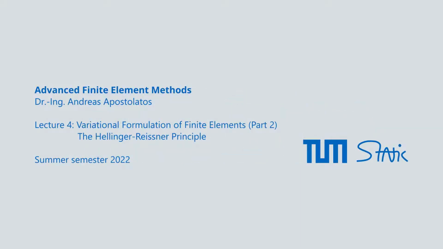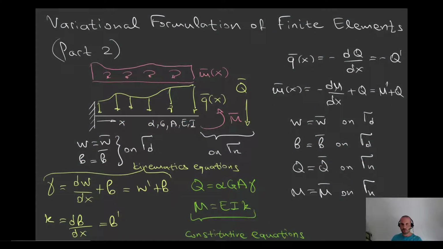Hello, and welcome to the second part of the chapter on variation formulation of finite elements. In the first chapter, we saw how we can extend the variation formulation of the Timoshenko beam element in order to account for weak Dirichlet boundary conditions, and we used the penalty and the Lagrange multipliers method in order to achieve that.